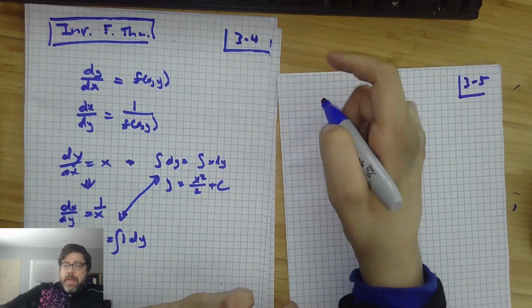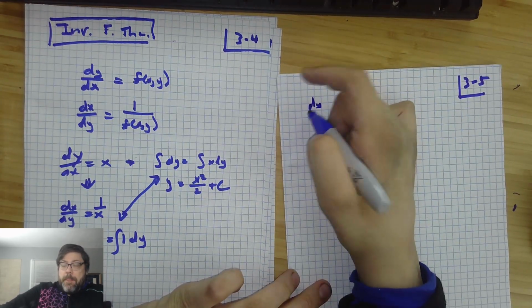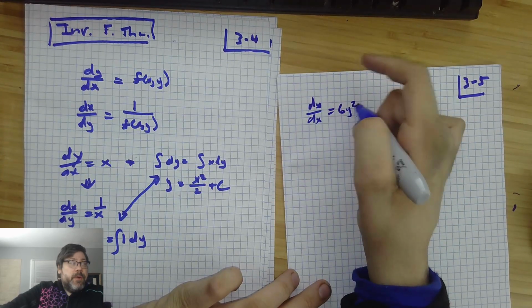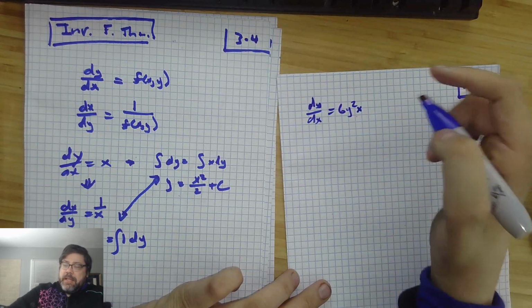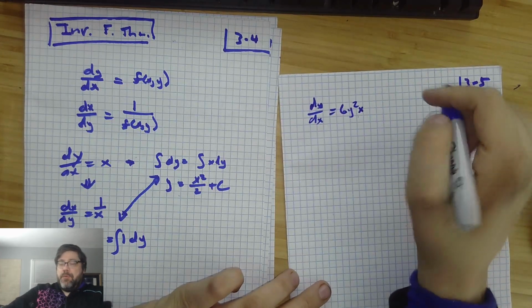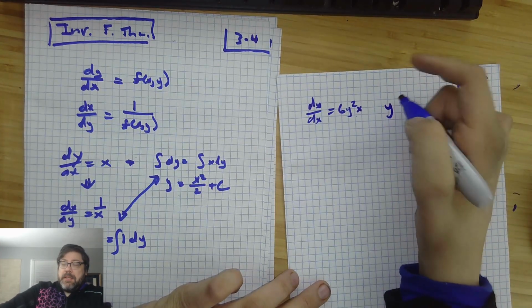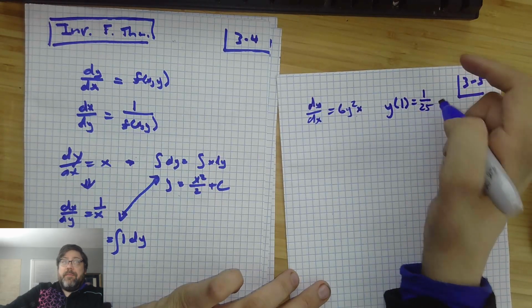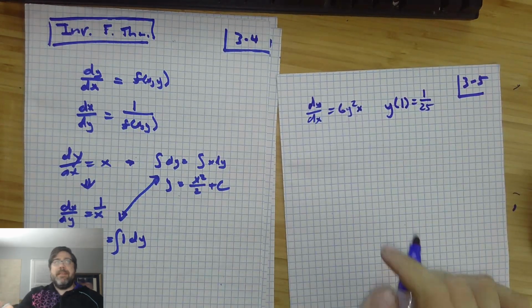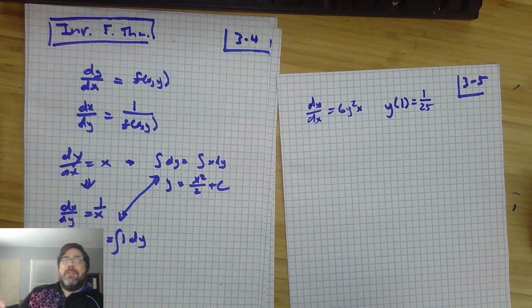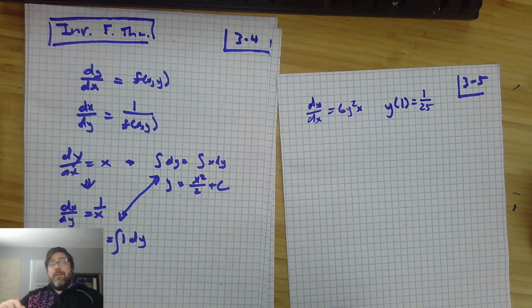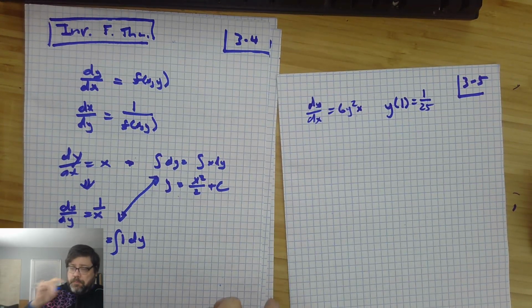Let's say we have dy/dx equals 6y squared x. And let's even go for explicit solutions with a boundary value. So let's say y of 1 equals 1 over 25. I'm taking this example directly from Paul's Online Math Notes, so you can follow along there if you wish. They have some really great examples there to help you out.